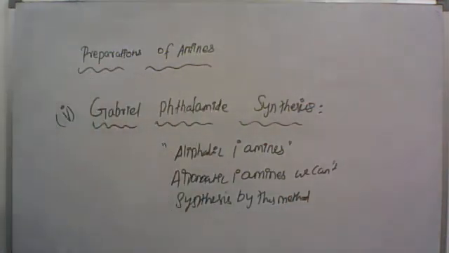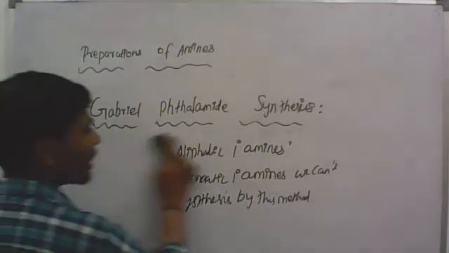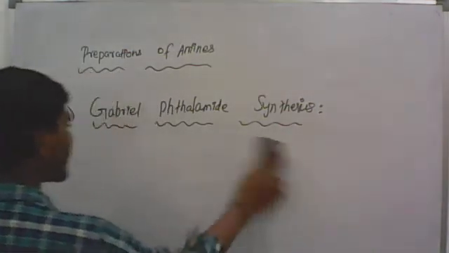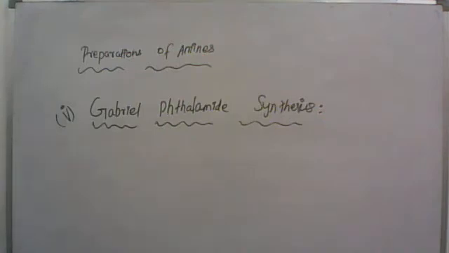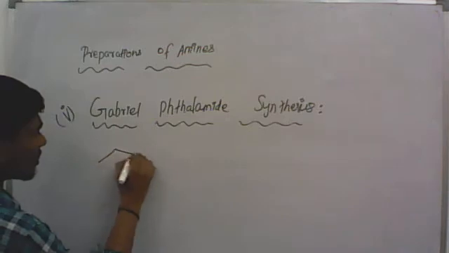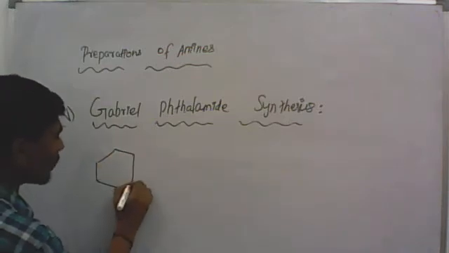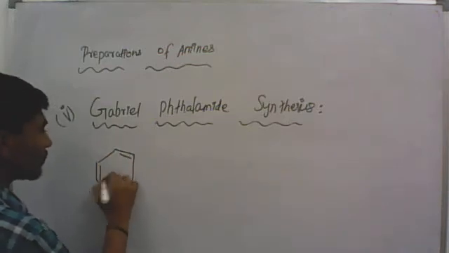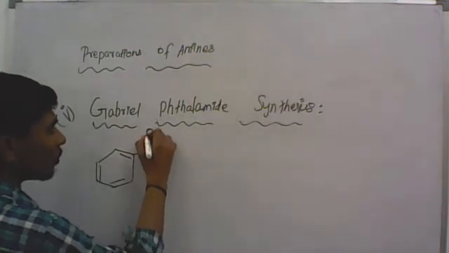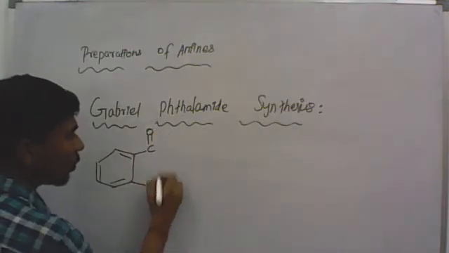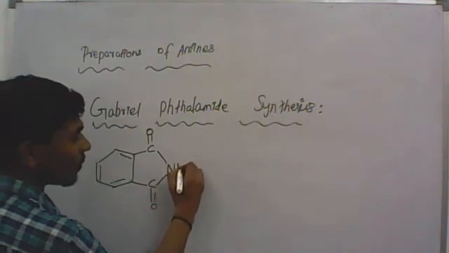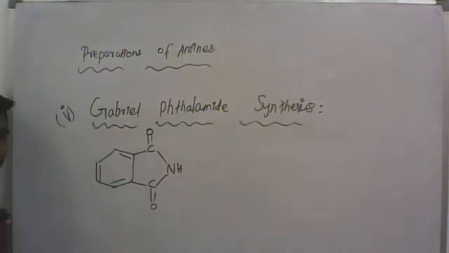So I will discuss the mechanism. Before going to discuss the mechanism, the starting reactant is phthalimide. See here, this is the structure of phthalimide, the starting material: C double bond O, C double bond O, N H. This is the starting material for the Gabriel phthalimide synthesis reaction.